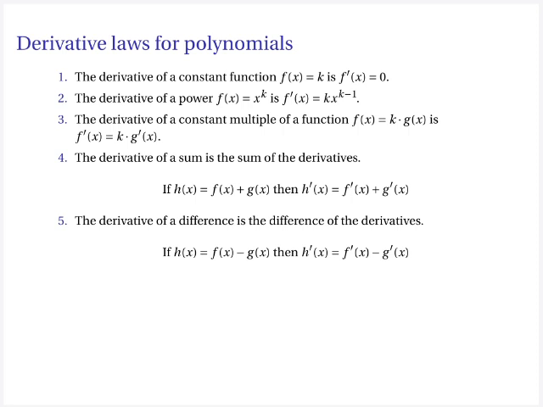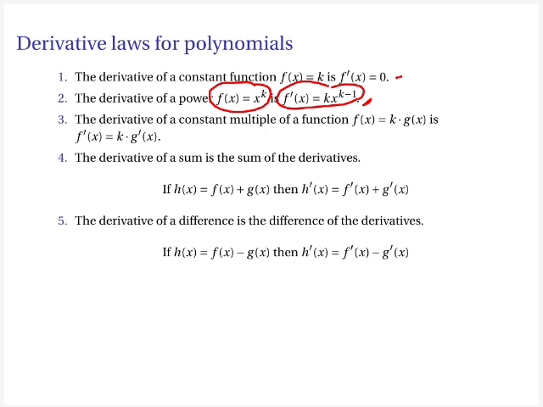So I end up with the derivative laws for polynomials, and a person should memorize these, although I have to say most folks find they don't really need to memorize them so much as they just do a bunch of derivative problems and they come easy. So the derivative of a constant function is 0. The derivative of a power, this is the one that we just talked through. The derivative of f of x equals x to the k is f prime of x equals k times x to the k minus 1. That's the one we just talked through.